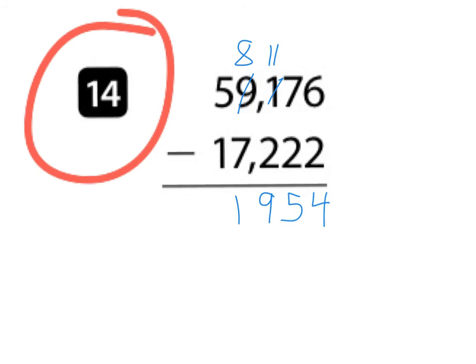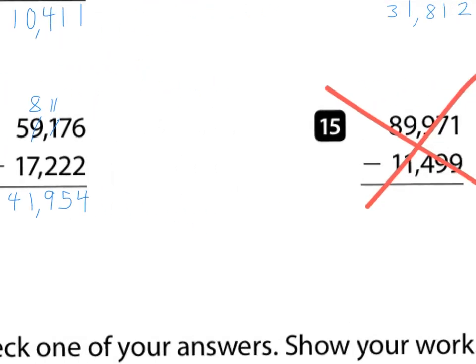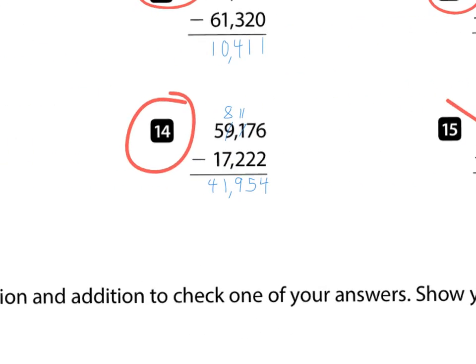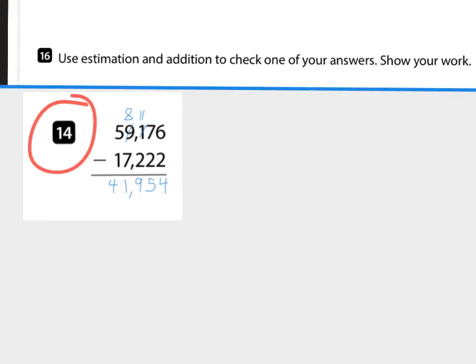And my 10,000s, 5 10,000s minus 1 10,000 will give me a difference of 4 10,000s. So my difference is 41,954. And then number 15, we did not have to do that because we were not between 30 and 60,000. All right, number 16 says use estimation and addition. So we have estimation and addition to check one of your answers. Show your work.